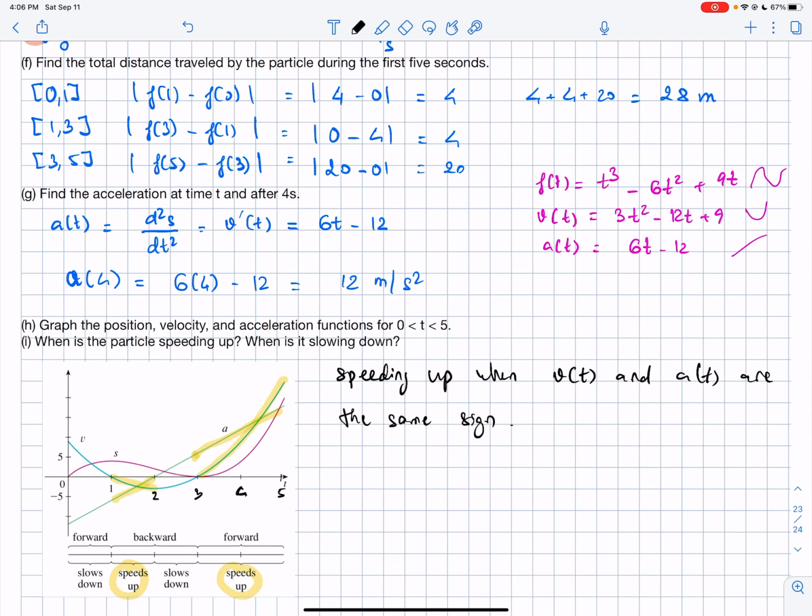So in the interval from 1 to 2, and from 3, positive, more than 3.